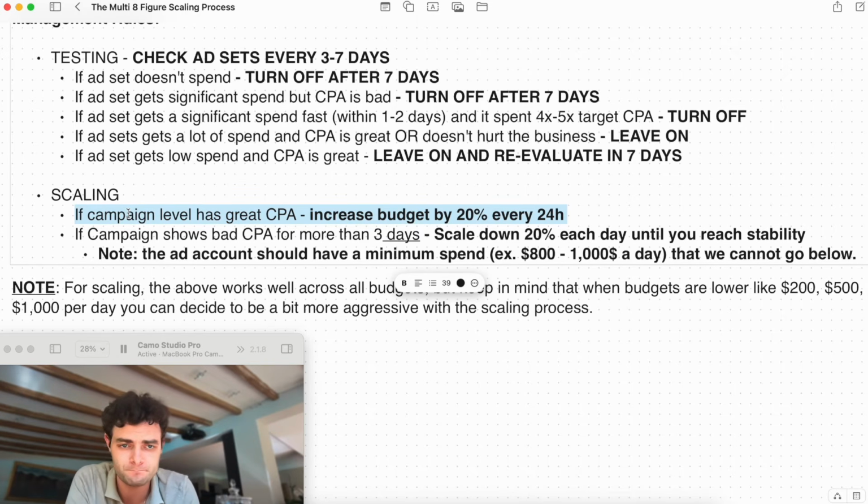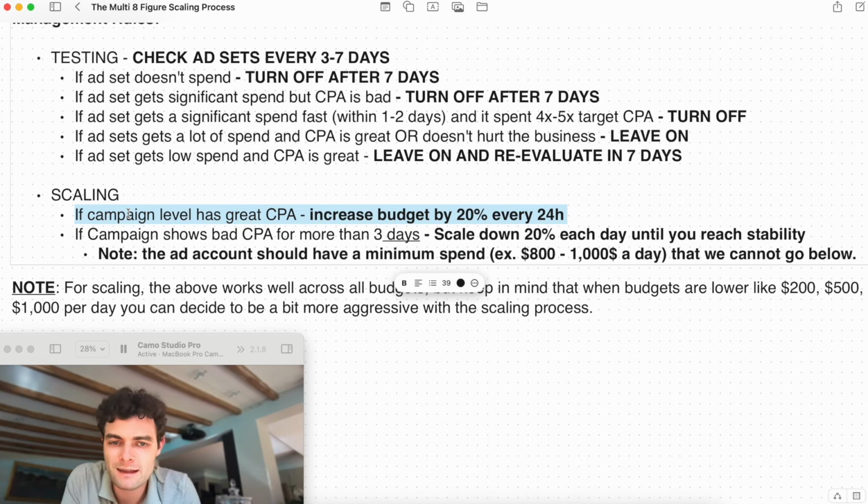Keep in mind that you can be a bit more aggressive if you're spending less than $1,000 a day, or even 1,500, maybe even $2,000 a day. You can maybe be a bit more aggressive. So instead of going from 2,000 to 2,400, right, you go from 2,000 to 2,700 or 3,000, right? So you scale by like 30% or 35%.